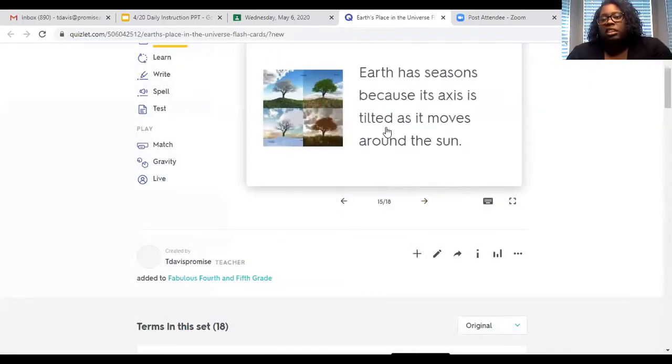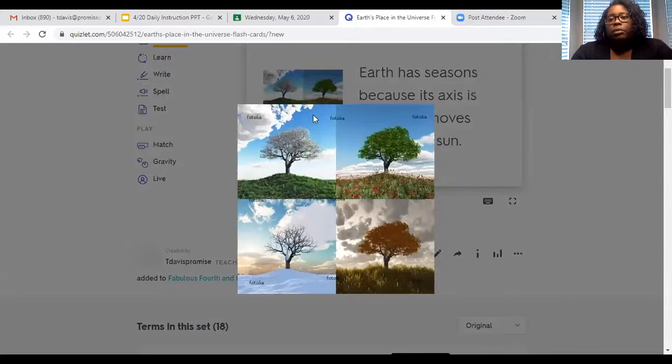And then the seasons are a result of the tilt, not the distance, the tilt. So Earth has seasons because its axis is tilted as it moves around the sun. So when we're tilted in the northern hemisphere, where Memphis, Tennessee is, when we're tilted towards the sun, we have summer season. And when we're tilted further away from the sun, we have our winter season.